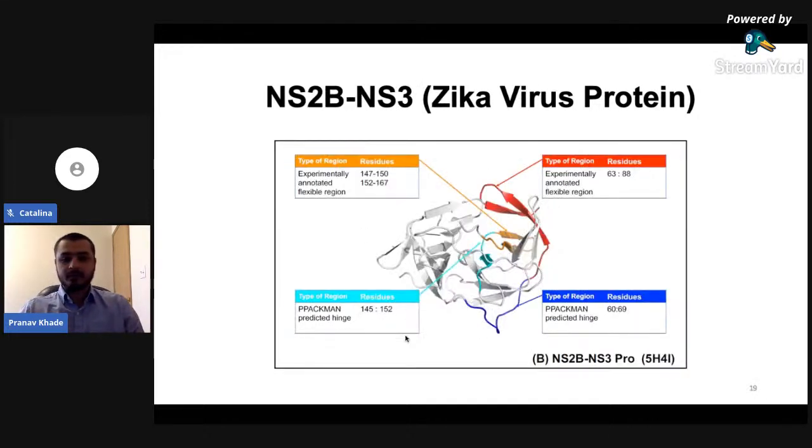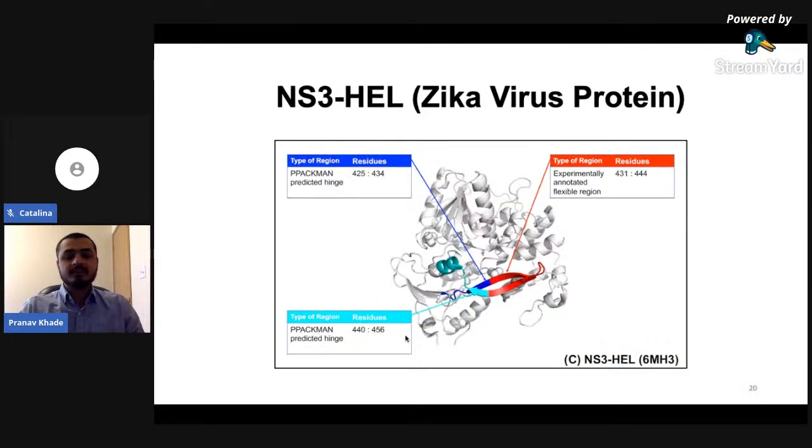So I can go through all the examples, but I don't think I have enough time. I want to note this particular example, which is very significant in my opinion. The red region you see here is the loop in the NS3 helicase in Zika virus. If you disable this loop, this protein completely stops, and if this protein stops, the replication of the virus stops. This is annotated in the literature, and we could correctly predict the hinges which are surrounding this exact region.